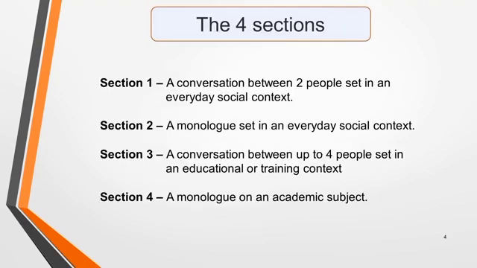There are 4 parts or sections to the IELTS listening test. Section 1 is a conversation between 2 people set in an everyday social context, for example booking tickets to the theatre. Section 2 is a monologue set in an everyday social situation, for example a welcome talk for new college students. Section 3 is a conversation between up to 4 people, set in an educational or training context. It could be a group of students discussing a university assignment. And Section 4 is another monologue, this time on an academic subject, such as a lecture on wildlife.